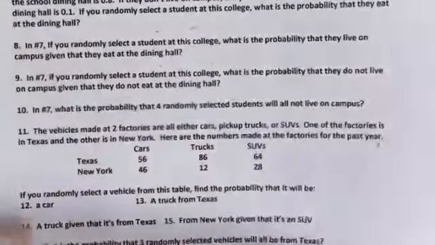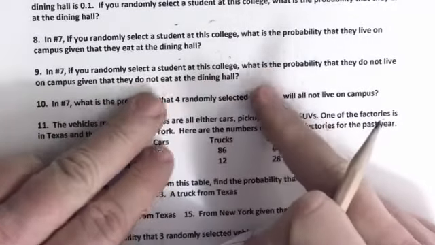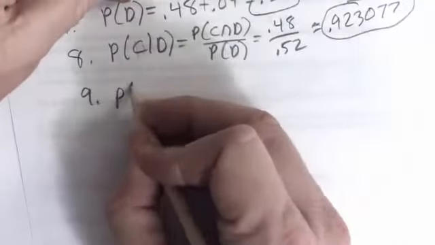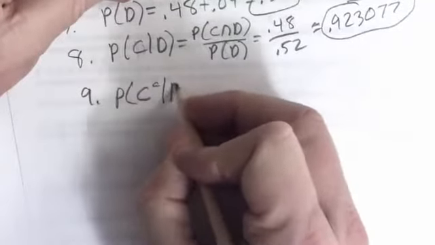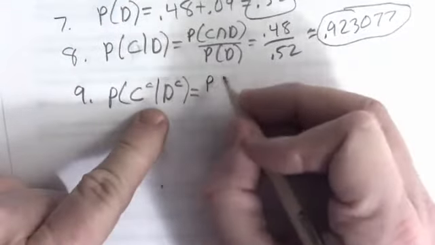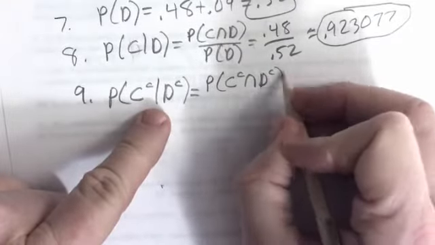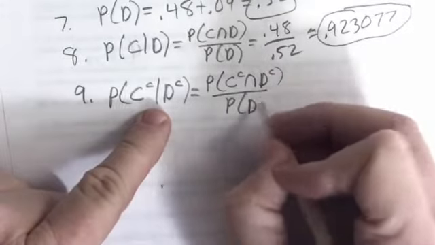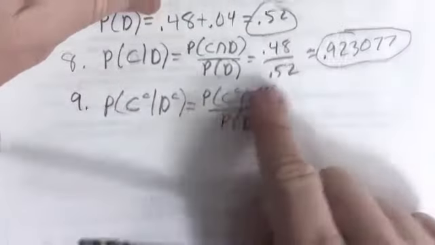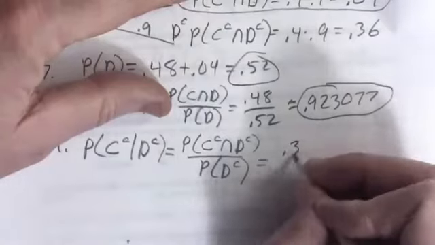Number 9 says, if you randomly select a student at this college, what's the probability that they do not live on campus given they do not eat at the dining hall? Same formula. That's the probability of both of those things, not living on campus and not eating in the dining hall, over the probability of not eating in the dining hall. Well, this and that is just this, that's 0.36.